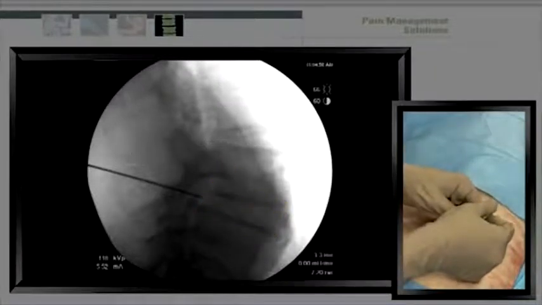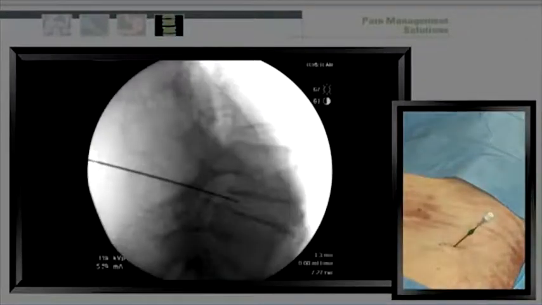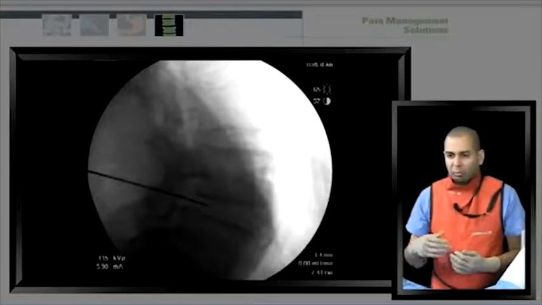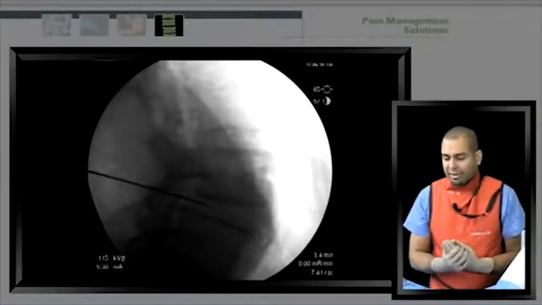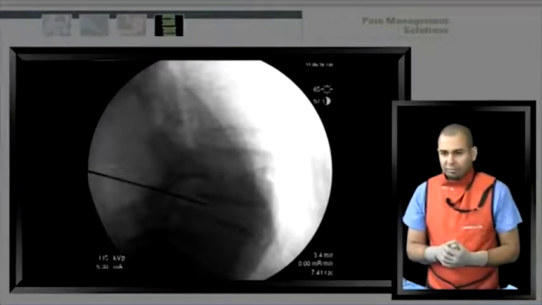So at this point, I would advance the needle further until I was approximately at the junction of the ventral 2/3 and the posterior 1/3. It's also important to remember that once the needle stylet is removed, the actual probe itself will project somewhat further than the tip of the needle. At this point, we'd obtain an AP view.